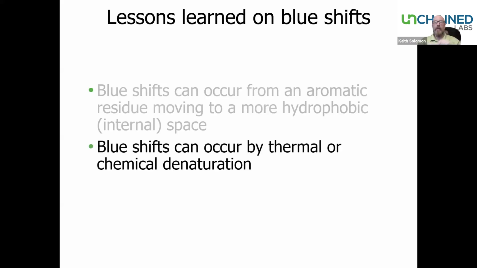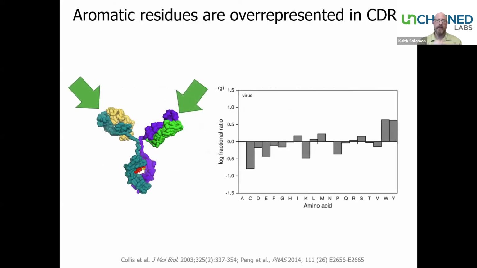Moreover, we learned that blue shifts can occur by thermal or chemical denaturation, and either of these techniques is appropriate, but one may bring out certain types of blue shifts better than others. So you may want to use both if you really want to dig down deeply into the transitions that are occurring in your protein and whether or not there are blue shifts. And again, both of these techniques can easily be done on the Uncle instrument.